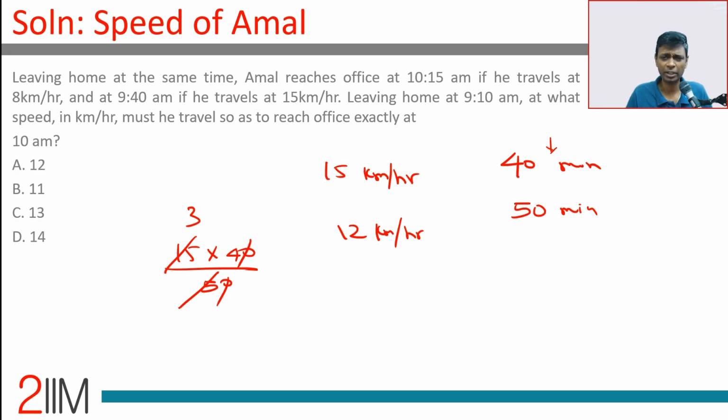I find a lot of these speed time distance questions, especially in this format, become much simpler if you can just think in terms of ratios. Ratio of speeds is 8:15. Ratio of time taken will be 15:8. That's all. The moment you grab that, the starting time is known. You know his starting time is 9. He takes 40 minutes at 15 kilometers per hour. He has to take 50 minutes. What speed should he be traveling at?